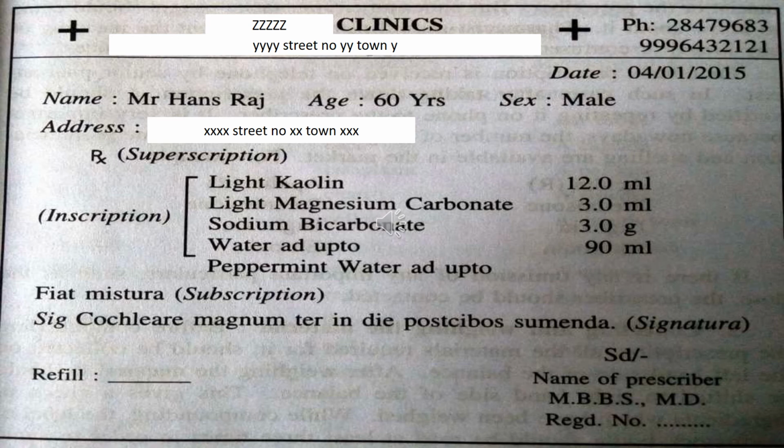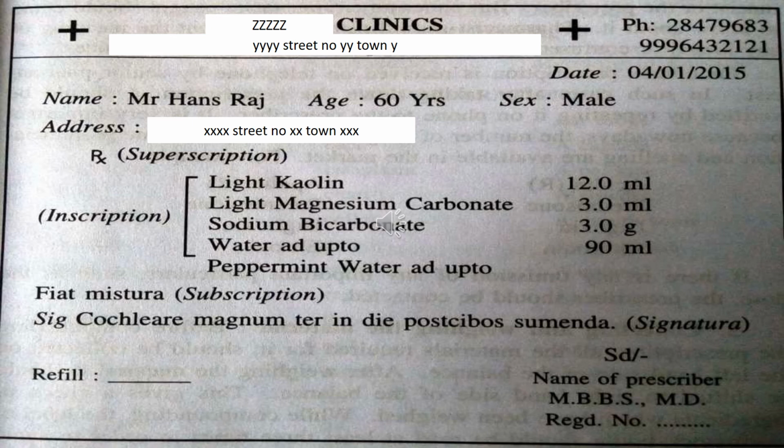The next part is inscription. So inscription contains the name and amount of ingredients of the formulation which is prescribed by the doctor or physician. In this example, there is a formula of a mixture that contains light kaolin 12 ml, light magnesium carbonate 3 ml, sodium bicarbonate 3 gram and water up to 90 ml.